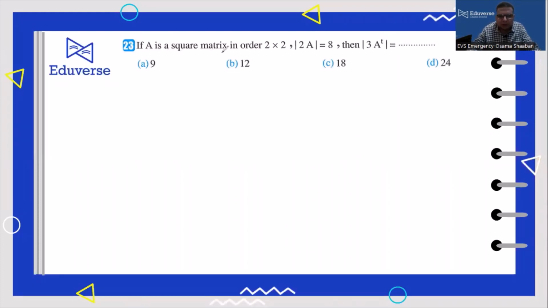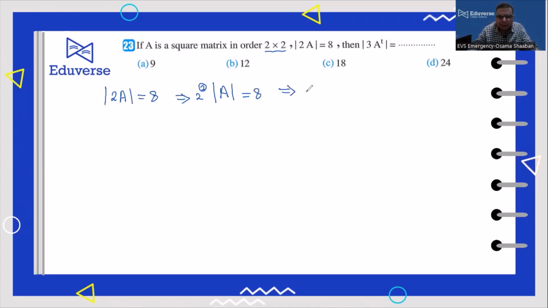Number 23. If A is a square matrix of order 2 by 2 and the determinant of 2A equals 8, then what is the determinant of 3A transpose? If you have the determinant of 2A equal to 8, that means 2 power what of the determinant of A? Power what here? 2 by 2, that means power 2. If 3 by 3, that means power 3. So 2 power 2 times the determinant of A equals 8.